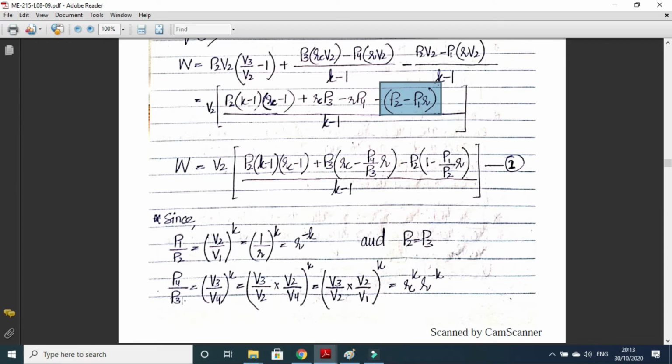P4 upon P3 will be equal to (V3 upon V4) to the power k. We can multiply and divide by V2: V3 upon V2 multiplied by V2 upon V4. V4 is equal to V1. V3 upon V2 is rc. V2 upon V1 is the compression ratio inverse. So it will become rc to the power k, r to the power minus k. And P2 is equal to P3. So we can replace these values.